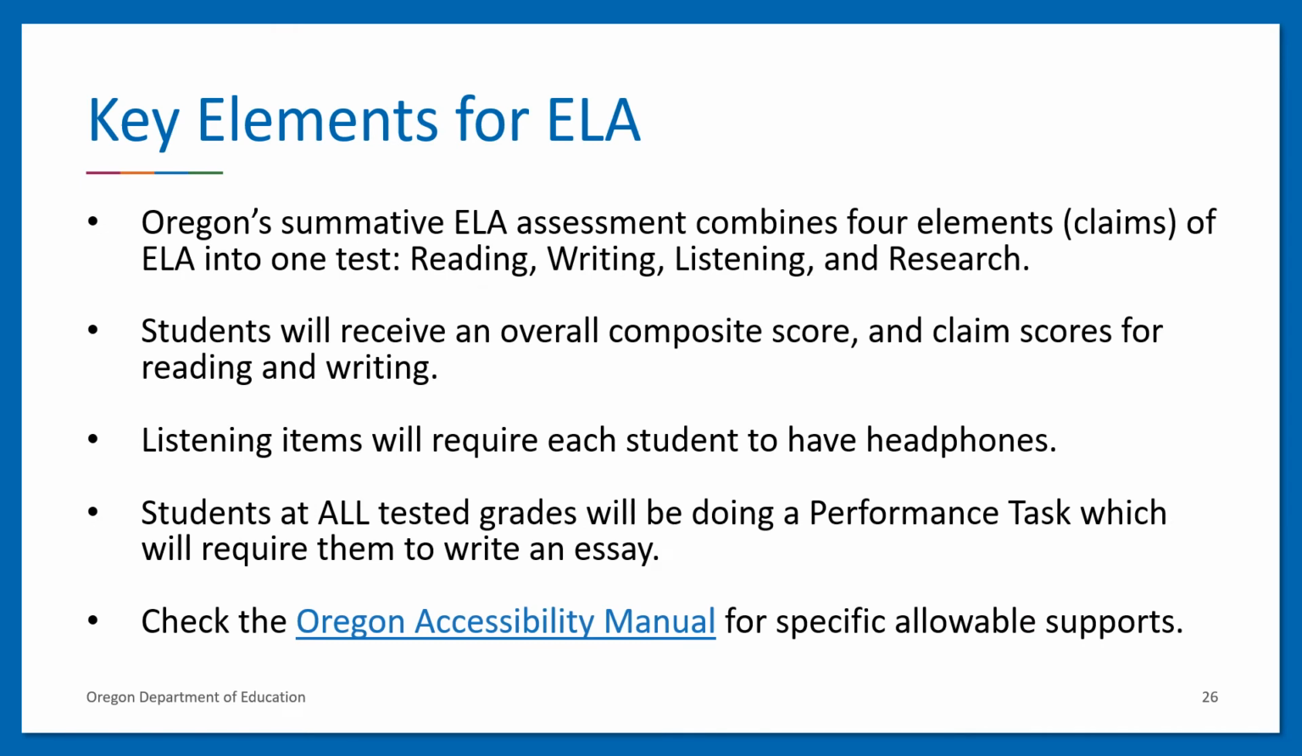The OSAS ELA test combines 4 elements, or claims, of English language arts into one test: reading, writing, listening, and research. Students will receive an overall composite score as well as claim scores for reading and writing. As in previous years, listening items will require each student to have a headset. Students at all tested grades will be required to participate in a performance task, which will require them to write an extended essay. Please check the Oregon Accessibility Manual for specific allowable supports.